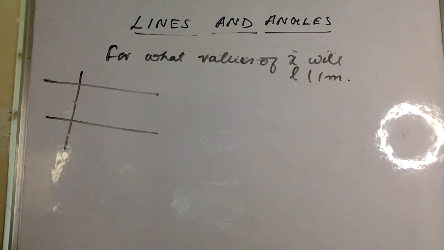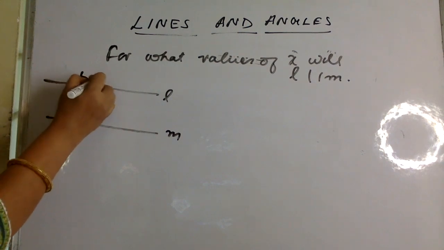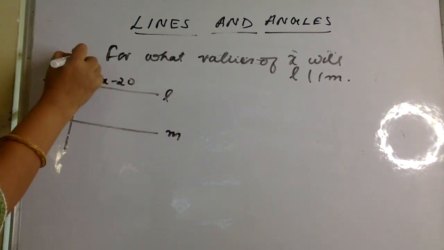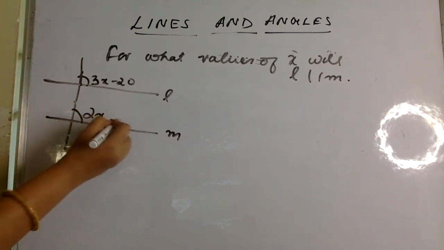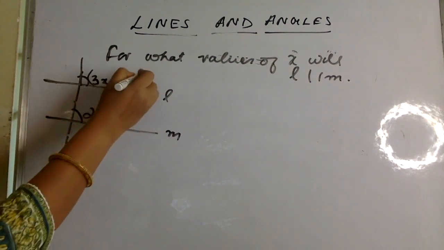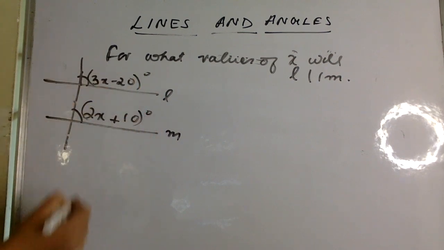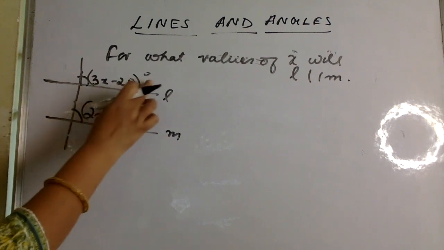Okay, these two are parallel, this is line L and this is line M. So 3x minus 20 is this angle. This angle is 3x minus 20. Here we have 2x plus 10. Now they have told us this: for what values of x will these two lines be parallel?